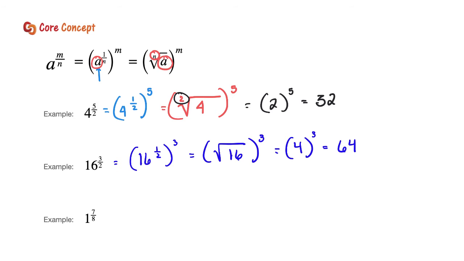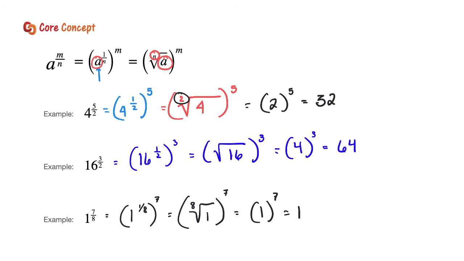And our very last one, 1 to the 7/8 is the same as 1 to the 1/8 raised to the 7th power, which is the 8th root of 1 raised to the 7th. Well, 1 is 1 times itself 8 times, so the 8th root of 1 is just 1, so it's 1 to the 7th power, and 1 times itself 7 times is just 1. So there we go, just using that first definition here for what rational exponents mean, fractional exponents.